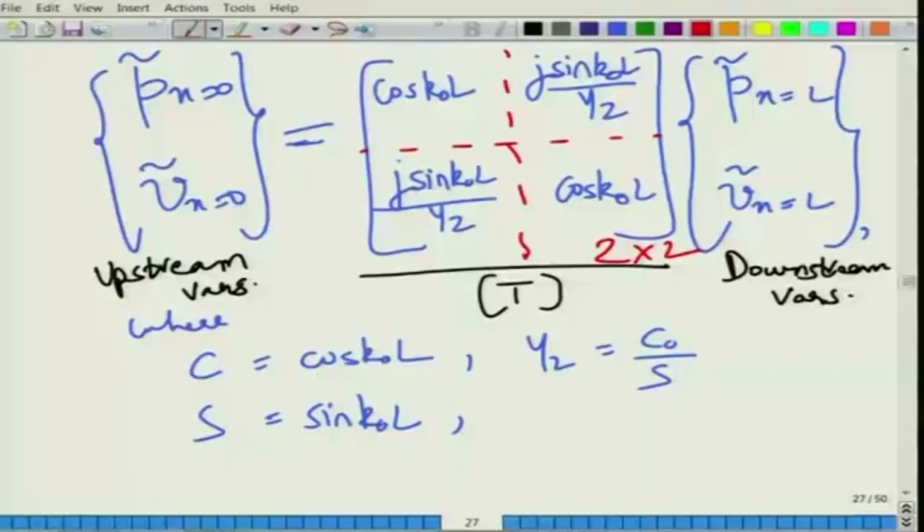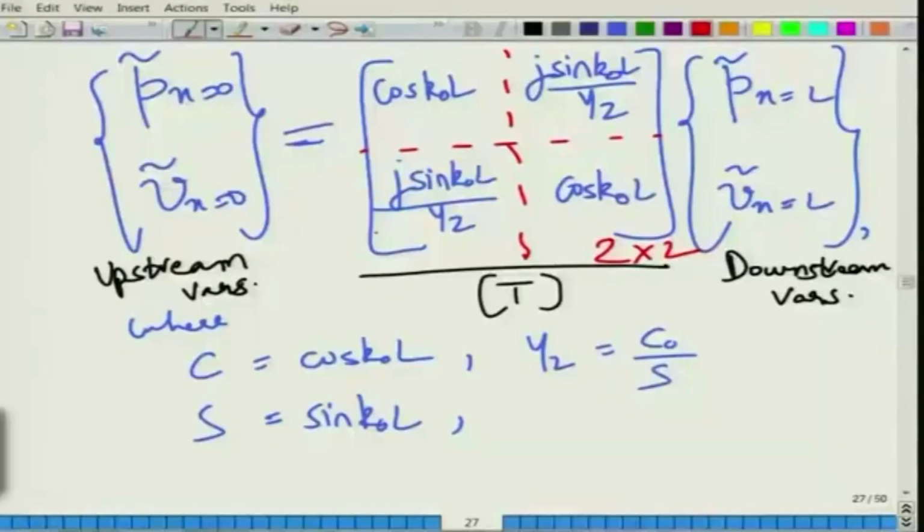There are lots of properties that can be revealed just by looking at this. I will probably not be discussing all those things, but something about conservative systems, reciprocal systems and symmetric systems. A couple of things I would like to point out: the determinant of such a transfer matrix is always unity, that is, determinant of T is unity. Read more about what it means in terms of energy conservation or reciprocity.